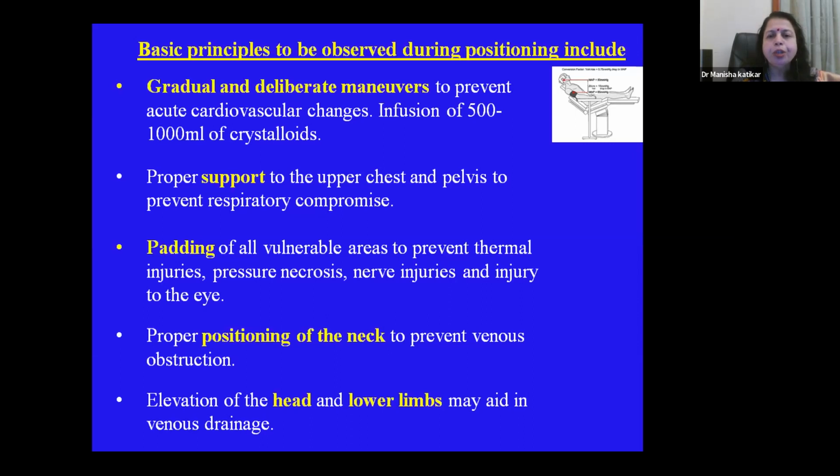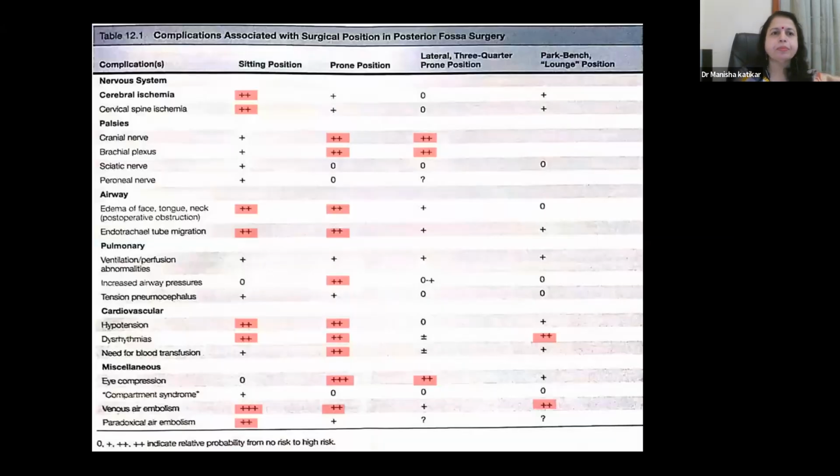Give proper support to the upper chest and pelvis to prevent respiratory compromise. Padding of all vulnerable areas to prevent thermal injuries, pressure necrosis, nerve injuries, and injuries to the eye is very important. Proper positioning of the neck should be done to prevent venous obstruction. And as I said, elevate the head and lower limbs, which may help to aid venous drainage.